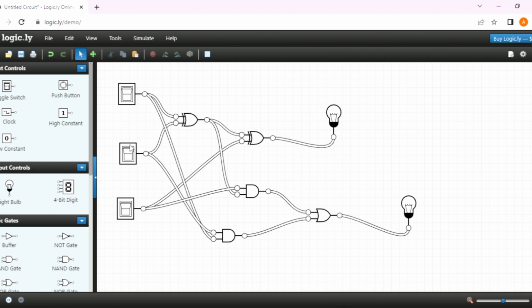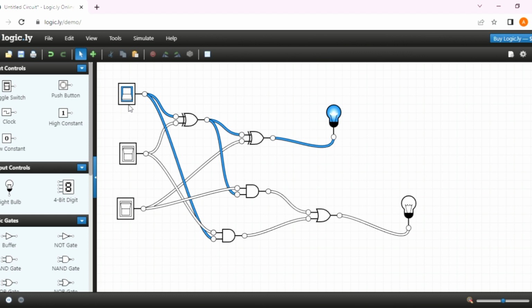When A, B and C are 0, the sum and carry are 0. When A is 0, B is 0, C is 1, the sum is 1 and carry is 0. When A is 0, B is 1, C is 0, the sum is 1 and carry is 0. When A is 0, B is 1, C is 1, the sum is 0 and carry is 1. When A is 1, B is 0, C is 0, the sum is 1 and carry is 0.